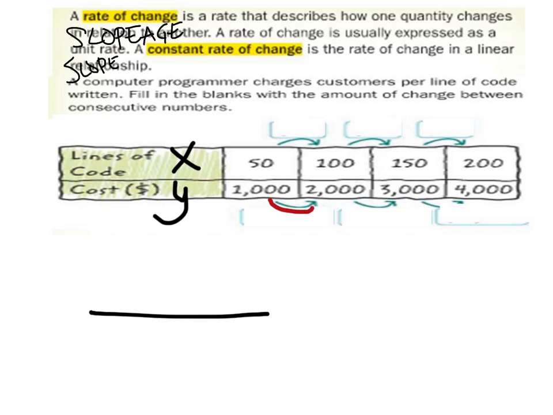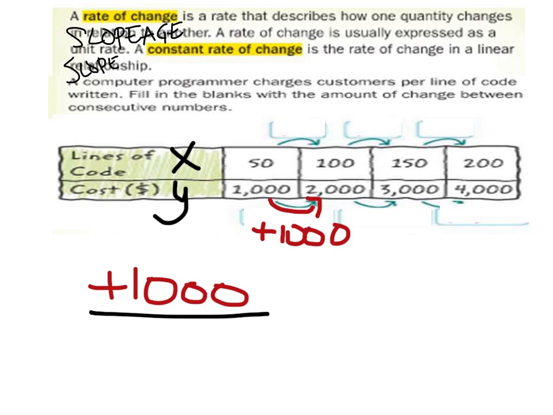So from 1,000 to 2,000, it changed by increasing 1,000. So my change in y is 1,000. The change in y is on top. It's the numerator. The change in x is going to increase by 50, right? 50 plus 50 is 100. So this is 50, but we do need the labels.